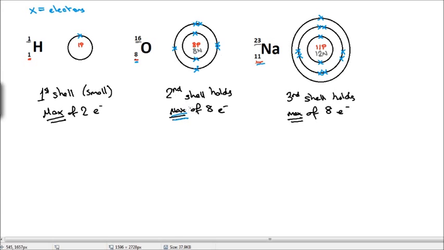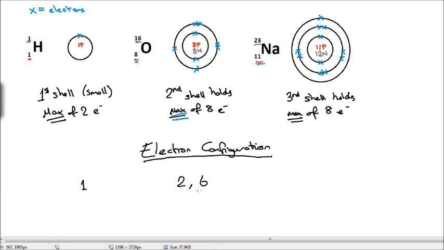So to go a little bit more advanced, and we're going to do this just very briefly, we're going to look at electron configuration. Electron configuration just means where are those electrons found, basically. So, for example, hydrogen: the electron configuration of hydrogen is simply 1, because there's 1 electron in that shell. Now, oxygen's a little bit more complicated. In the first shell, I've got 2 electrons, and in the next shell, I've got 6. So I'm going to do 2, 6. That is the electron configuration of oxygen.